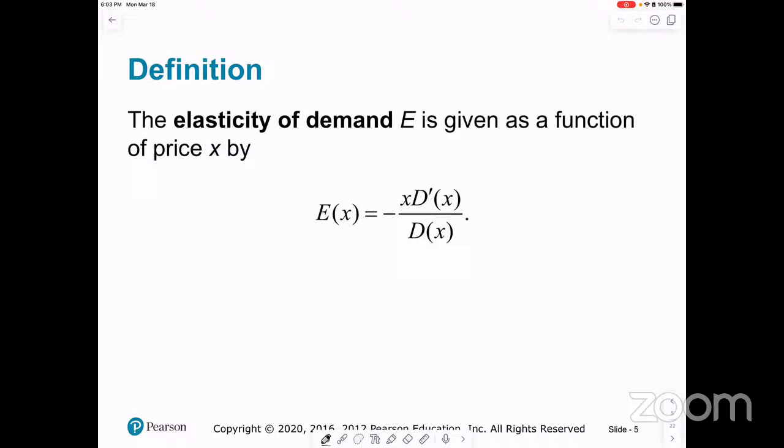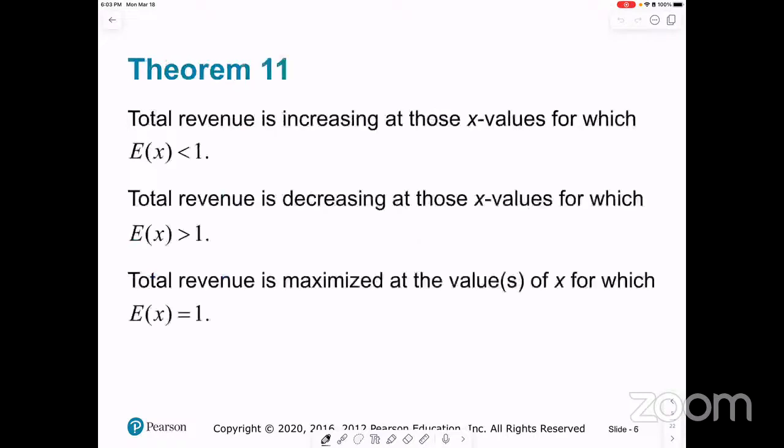The elasticity of demand, E, is given as a function of price x by this expression. The elasticity of demand is going to be the negative of x times D prime of x over D of x, where D is the demand function. So given a demand function, the elasticity of that demand function is given by negative x times D prime over D.